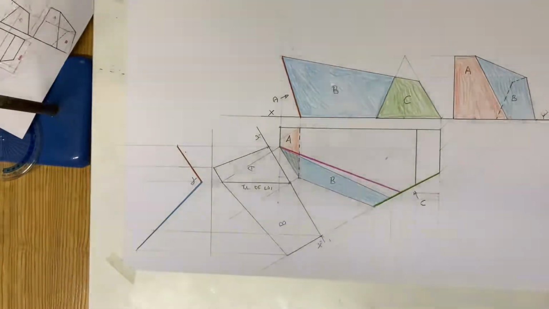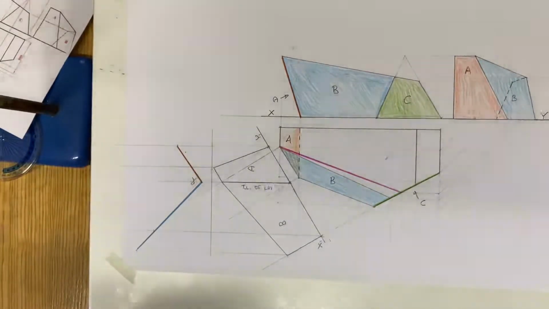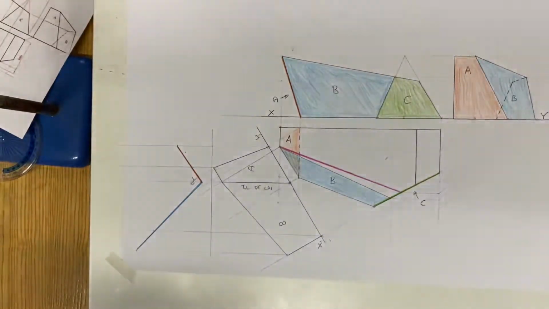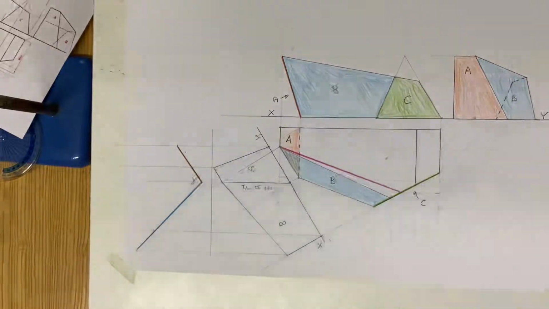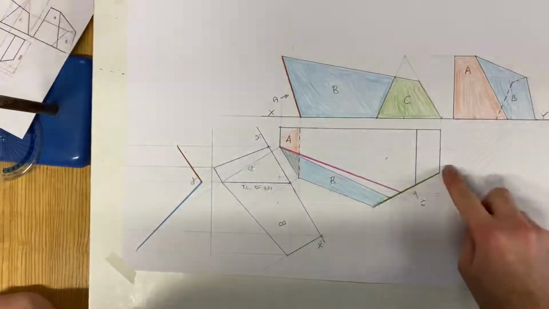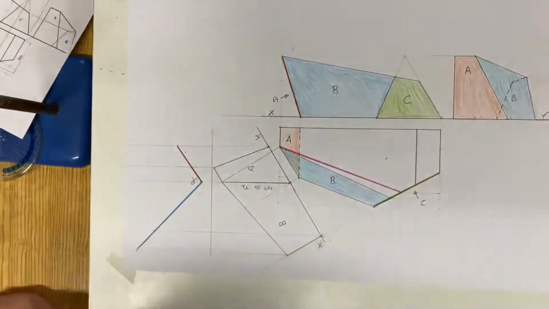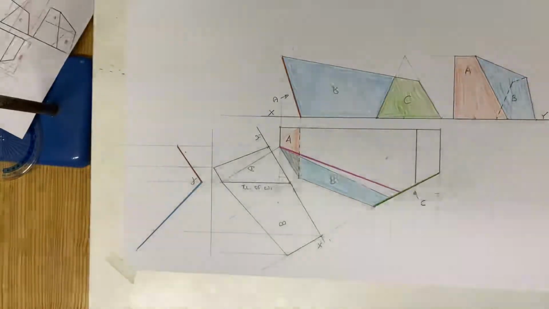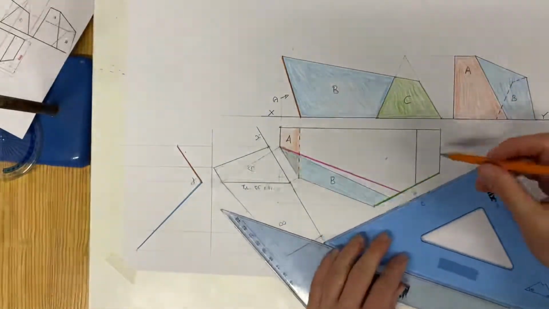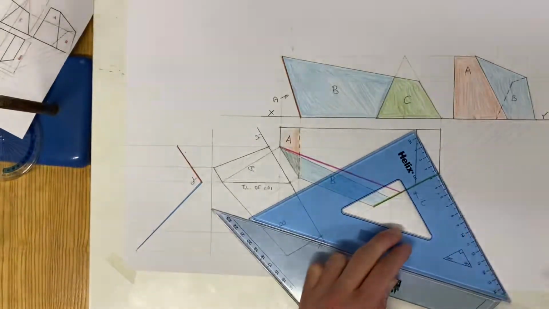Part C then asks me to determine the true shape of the vertical surface C and the true shape of the inclined surface B. For C, we already have a true length here because that line is parallel to the XY line, therefore that's a true length. So what I'm going to do is create an auxiliary view looking back perpendicular to this.